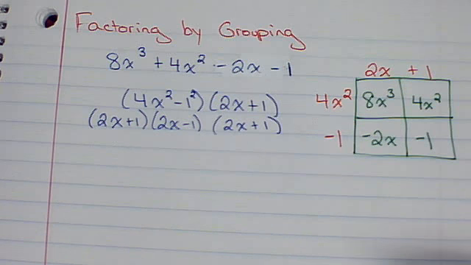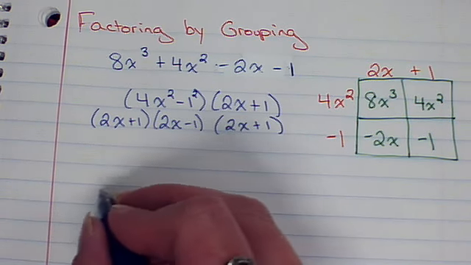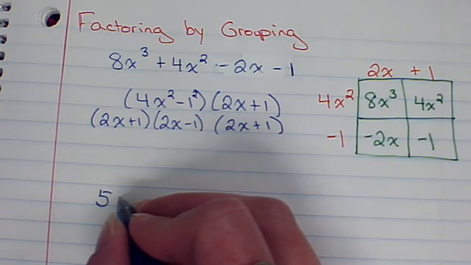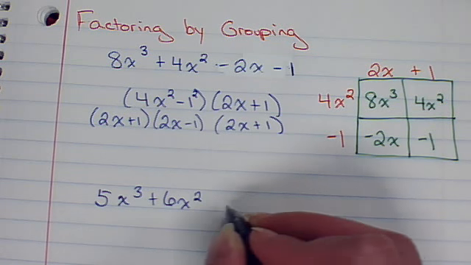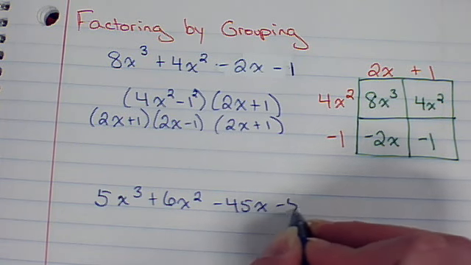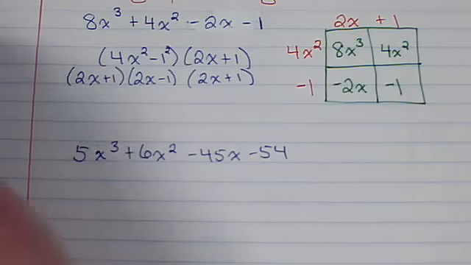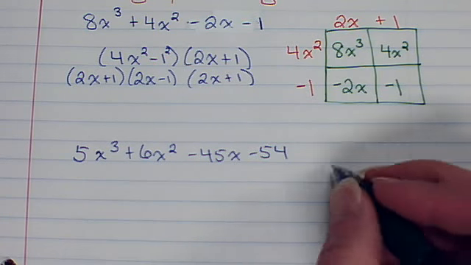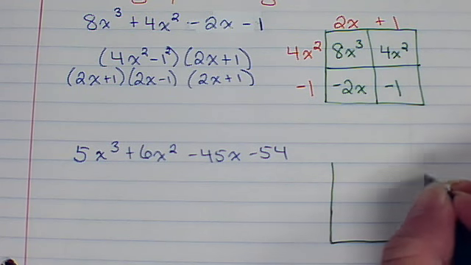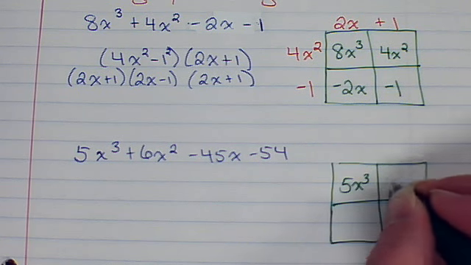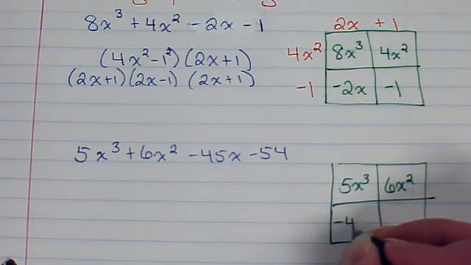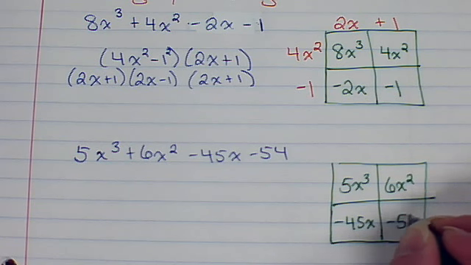Let's try another one. Let's try 5. Okay, x cubed plus 6x squared minus 45x minus 54. Big numbers, but it really doesn't matter. I'm going to do the same thing anyway. 4 terms, we're ready to go. x cubed, 6x squared, negative 45x, and negative 54. And we hope it works.